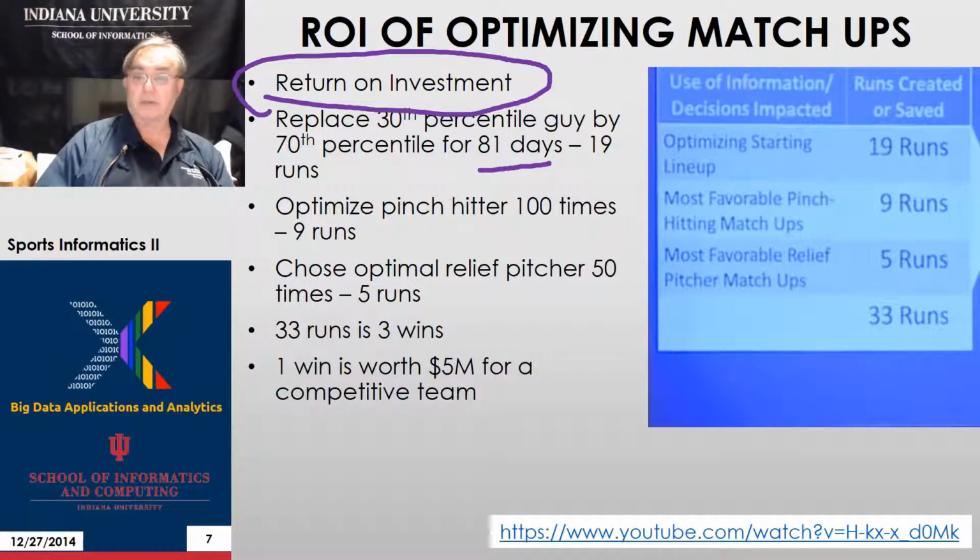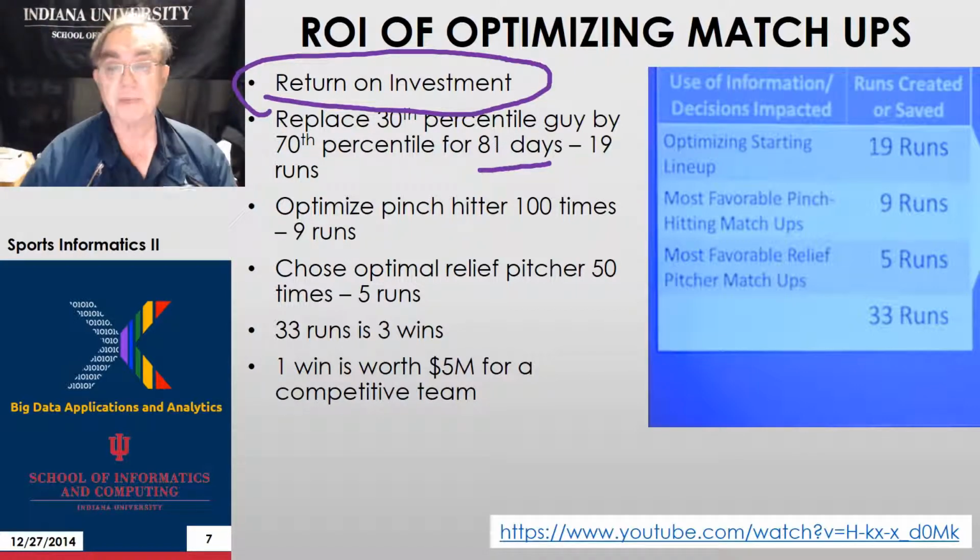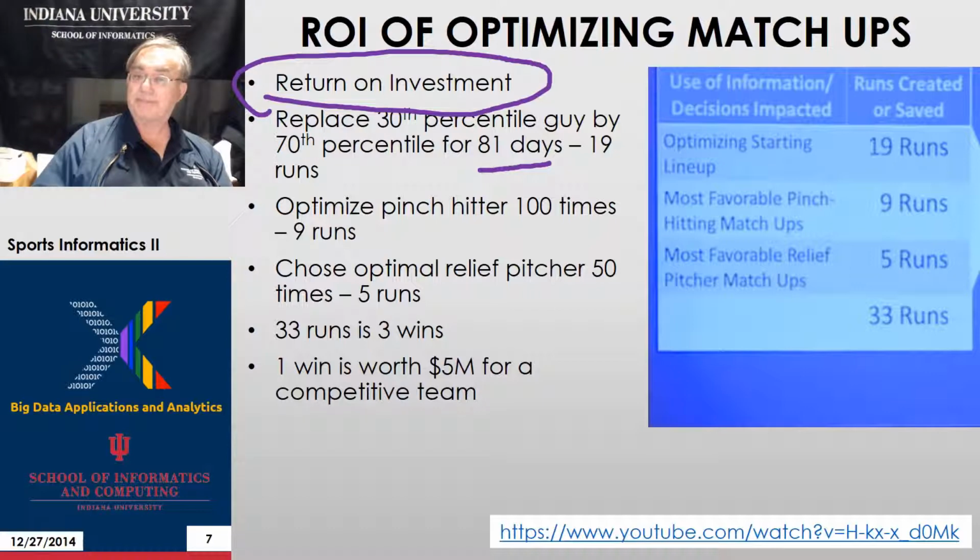So that's not trivial, because remember, one win is $5 million. So 10 runs is $5 million. So each run is sort of $500,000. So not a trivial amount of money. Shows you why you pay these players so much. If one run is $500,000, those are pretty interesting numbers.